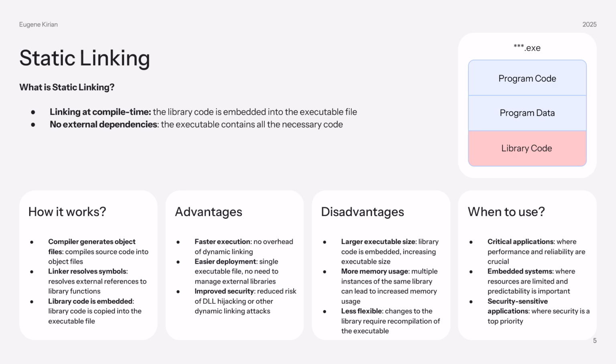However, static linking also has some drawbacks: larger executable size due to embedded library code, increased memory usage when multiple instances of the same library are used. When to use static linking? Static linking is suitable for critical applications, embedded systems, and security-sensitive applications where performance, reliability, and security are top priority.